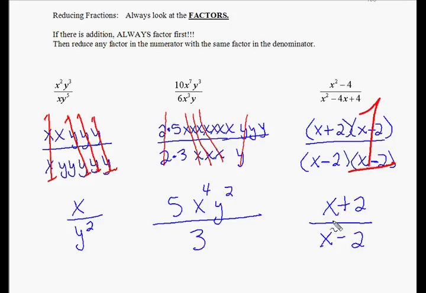So that you're not tempted to cross out the x's and these 2's, I suggest that you leave all plus signs and minus signs inside parentheses. That way you won't be tempted to cross out something that does not reduce because it's not a factor.